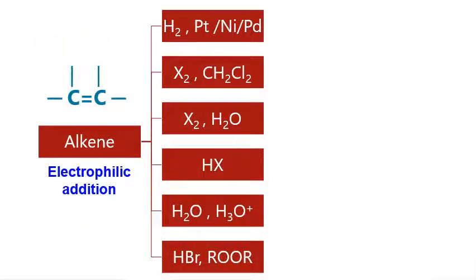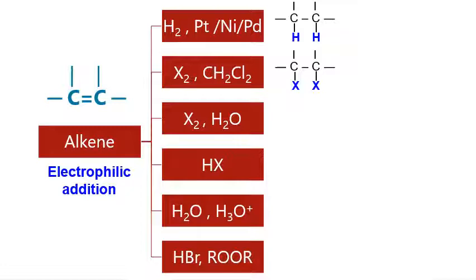There are many reagents that can be used for electrophilic addition of alkenes. For example, hydrogen in the presence of platinum, nickel, or palladium as a catalyst. The product involves the addition of a hydrogen atom to the carbon-carbon double bond. Besides that, alkenes can also react with a halogen in the presence of an inert solvent. The product involves the addition of the halogen atoms to the carbon-carbon double bond.